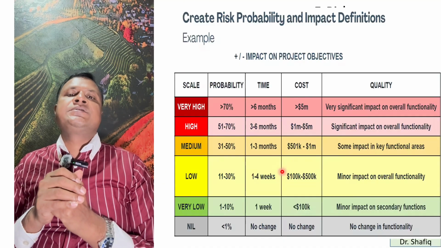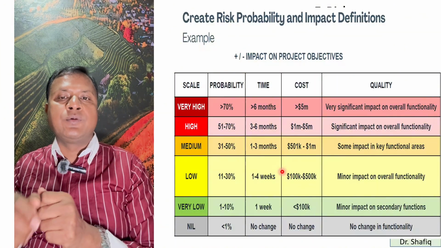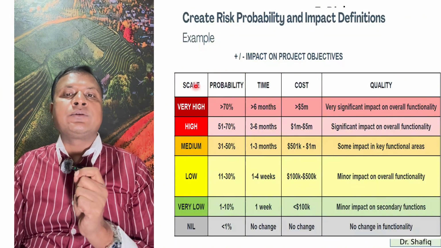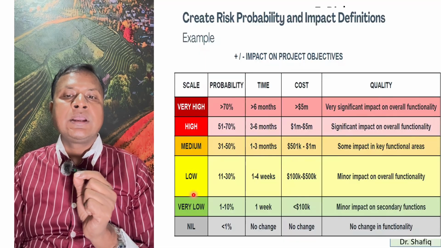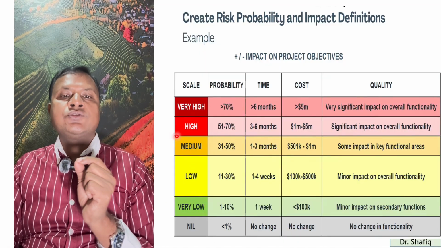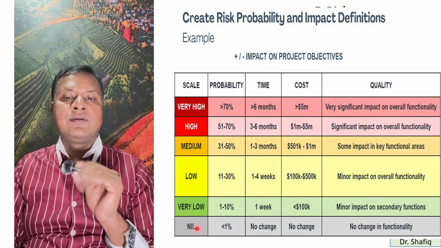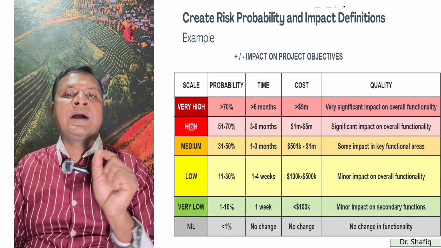You can see this figure. So all these risks can be categorized by this one. So you will show what the scale is. It is low risk or medium or high risk or very high. So see the figure here in the slide. The scale can be nil, very low, low, medium, high.